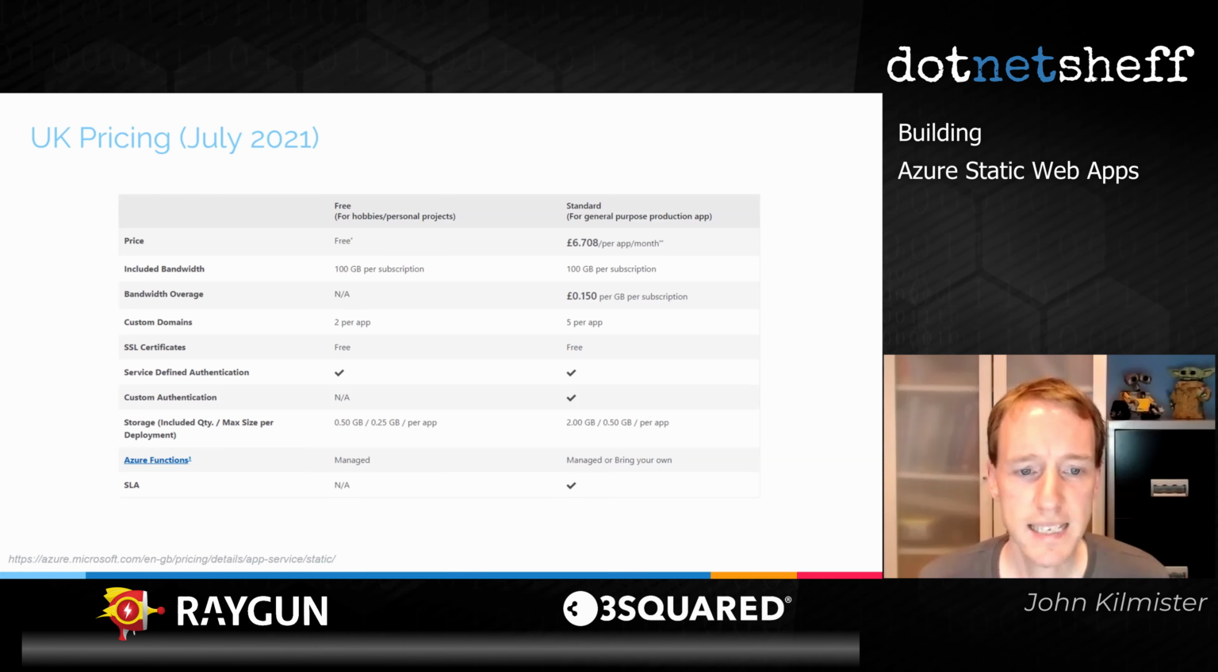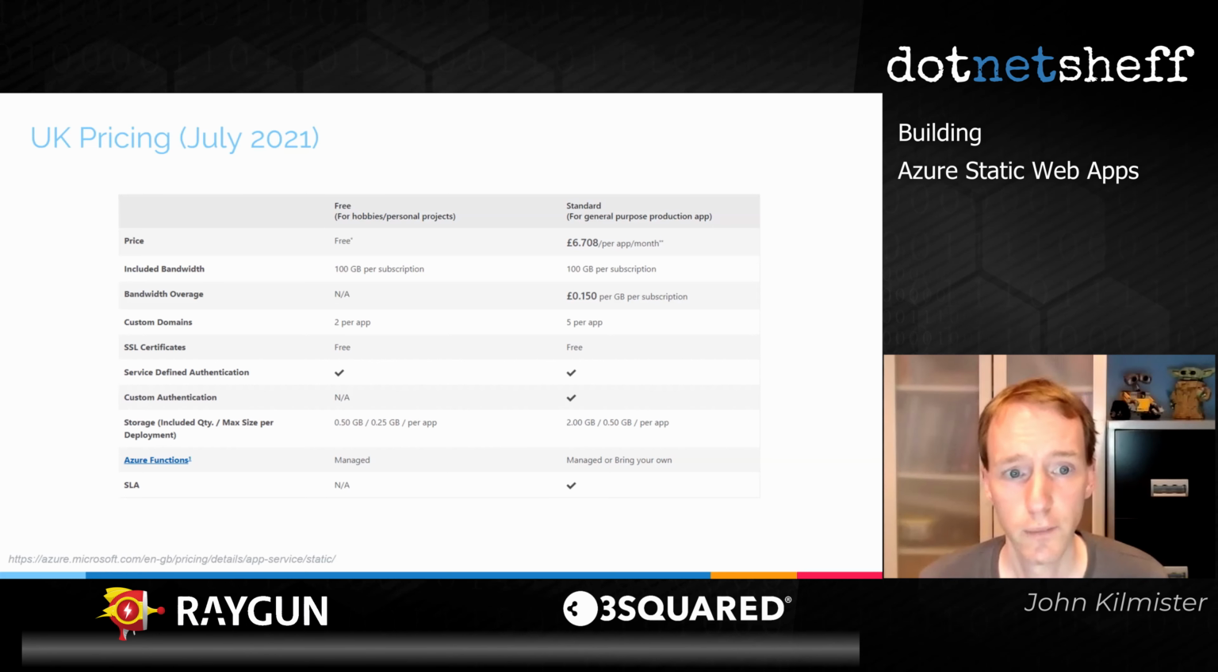But we can see here, though, on the free one, you get 100 gig per subscription. You can put 2 domains on there. You still get your free SSLs. You can still do authentication, and you can still do Azure functions. You can't bring your own Azure functions, so you can't have them elsewhere in the portal and bring them in. If you want to do that, you do need to go up to standard. And there are a few other options on standard as well. Obviously, the Azure functions you'll be billed for separately.